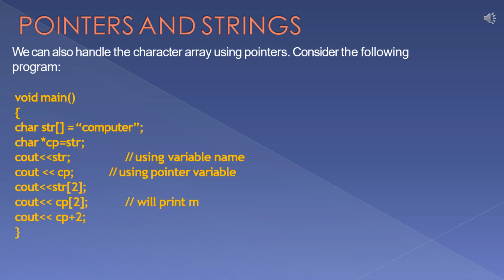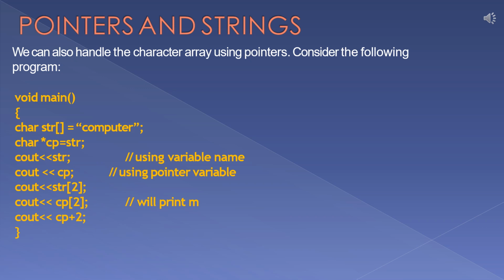Now how can you assign pointers with character arrays or strings? You have a character array str which holds the value computer. str0 is C, str1 is O, str2 is M. Similarly, it will be allocated a size of 9 bytes. And char star CP is a character pointer. It is assigned the value of str. So the base address, that is the address of C, would be assigned to the pointer.